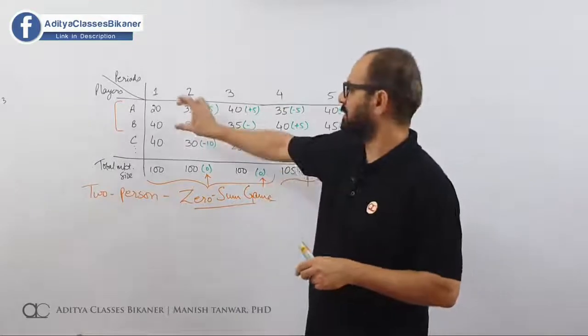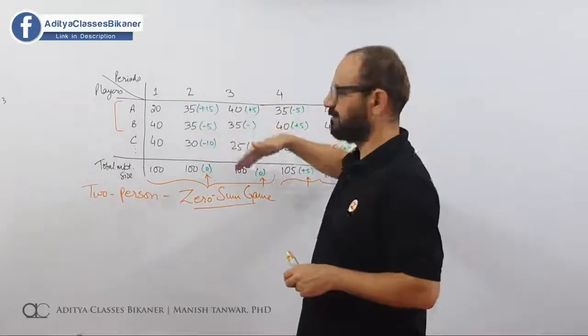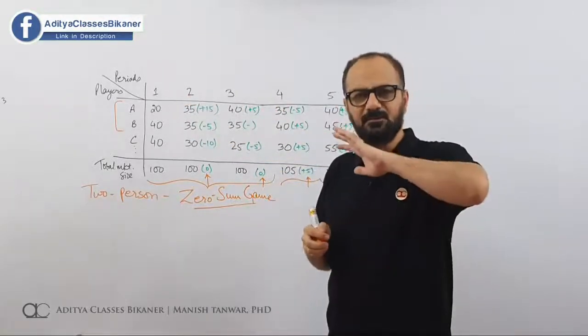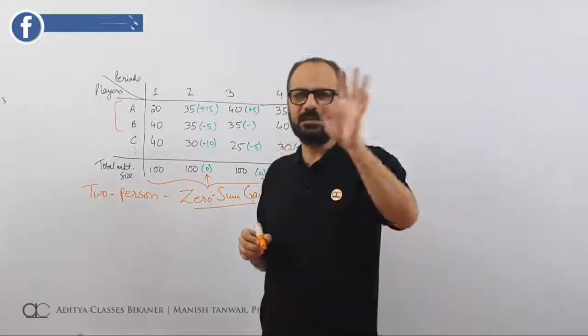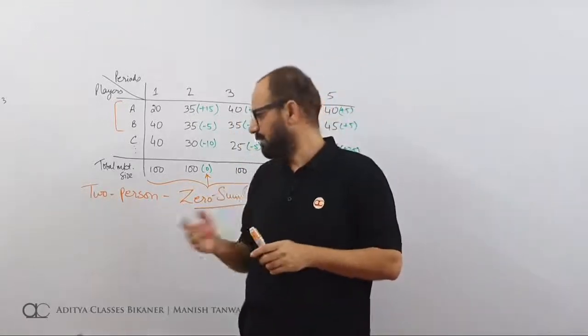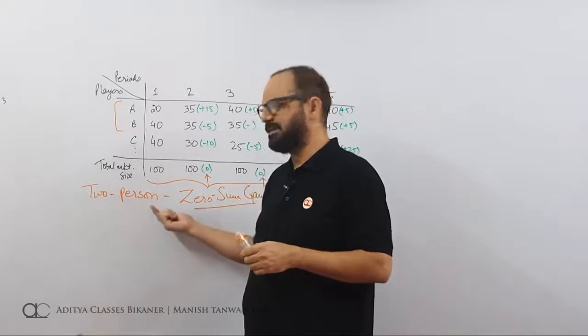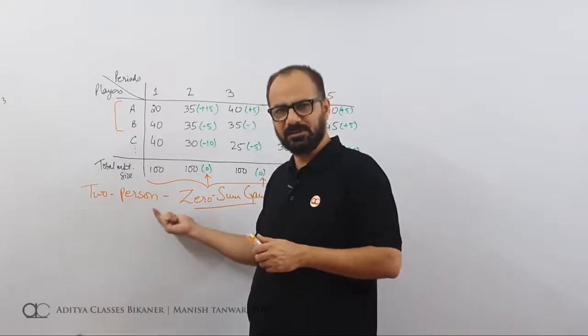2-person means there are only 2 players. I will not be taking calculations for 3rd, 4th, 5th. In fact, they do not exist. There is no C, D, E, F. There are only 2 players. So, if there are only 2 players in a game, it is known as a 2-person game.